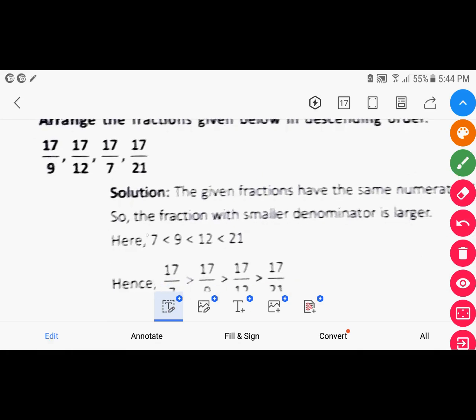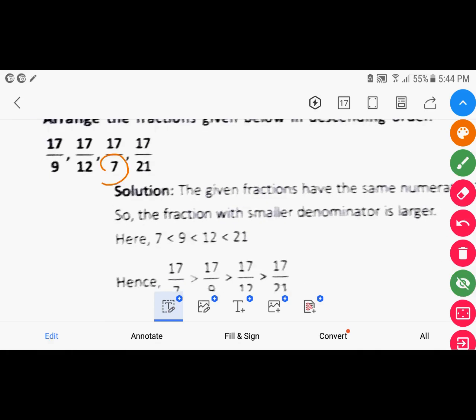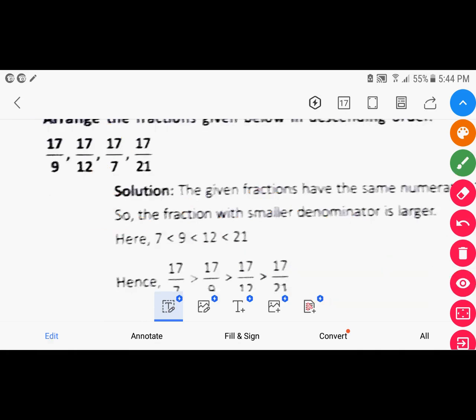So the denominator which is smaller is greater. Which denominator is smaller here? 7 is smaller. So this is the greatest fraction. So 17 upon 7 will come first. 17 upon 9 will come after that. 17 upon 12 will come, and then last will come 17 upon 21, because it is the smallest one. Okay, not the largest one.